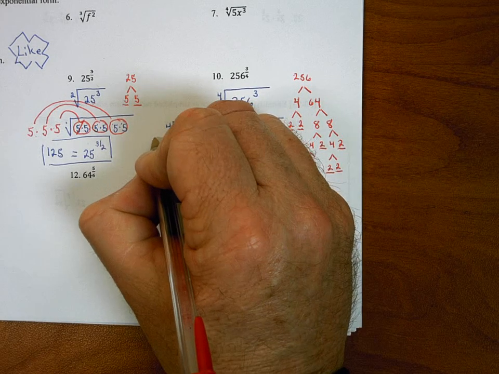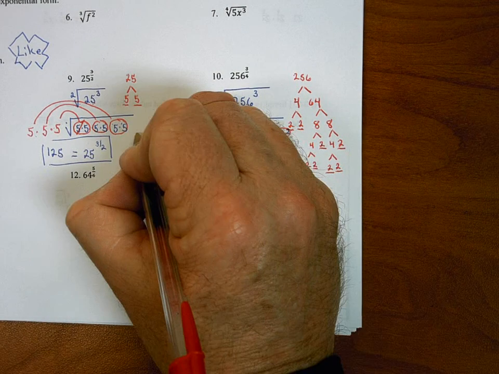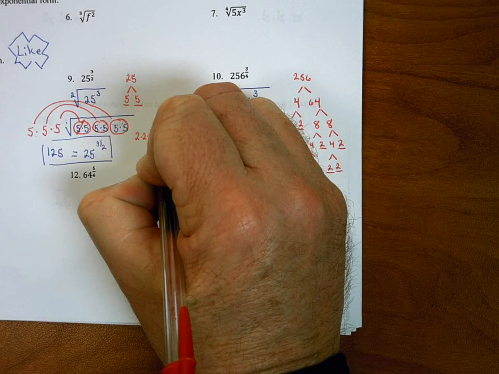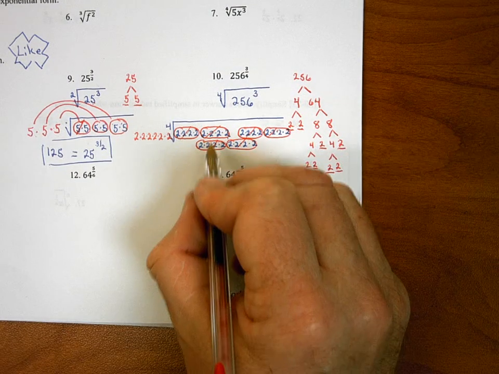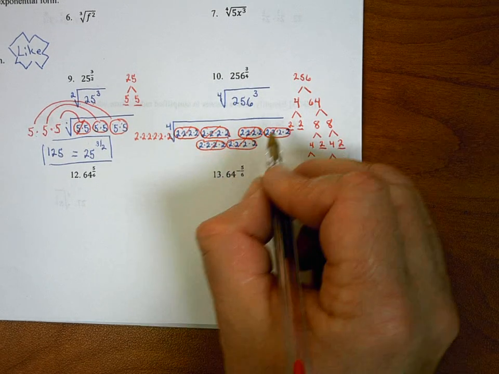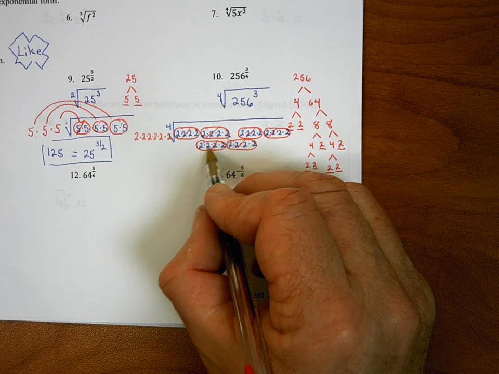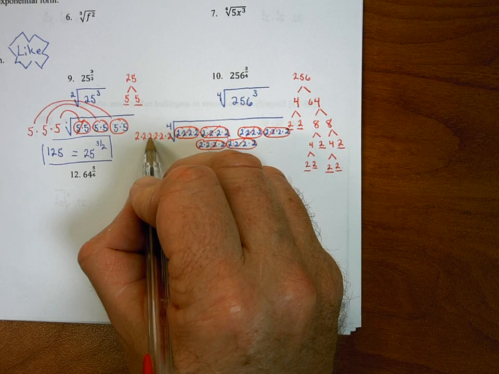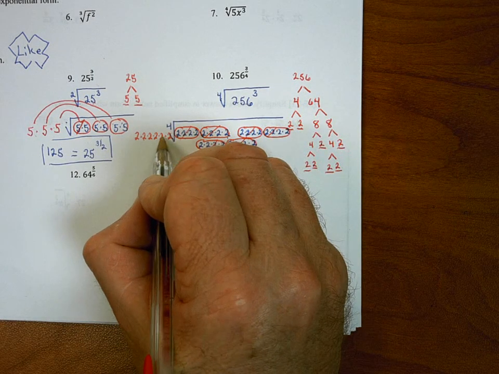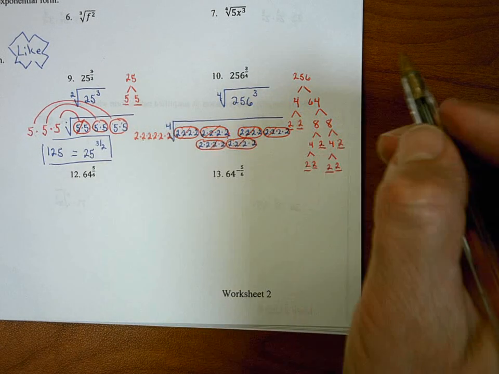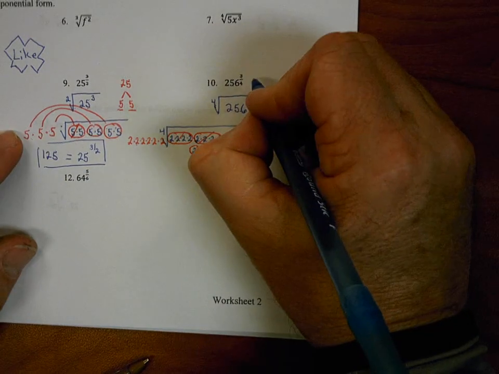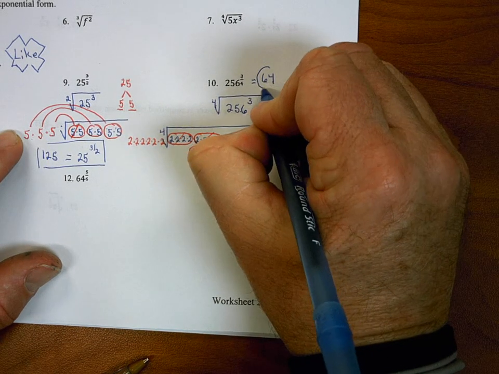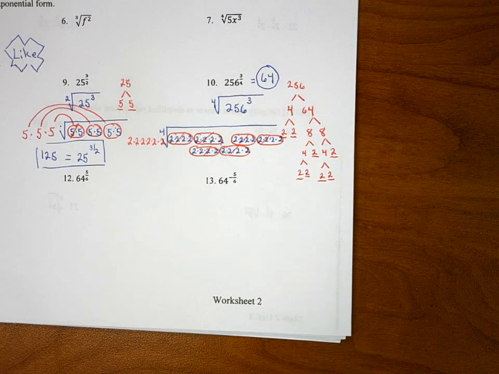So when I'm said and done, I'm going to have on the outside of the radical 2 times 2 times 2 times 2 times 2 times 2. There's going to be no leftovers, so that means my final evaluated expression will not have a radical in it. 2 times 2 is 4, 4 times 2 is 8, 8 times 2 is 16, 16 times 2 is 32, 32 times 2 is 64, so 256 to the 3/4 power evaluates to 64. Hopefully that makes some sense to you.